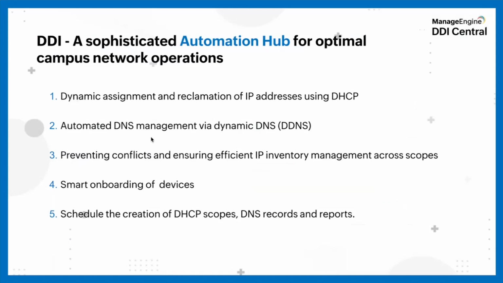With these three core services, DNS, DHCP, and IPAM, in sync with each other, DDI serves as a sophisticated automation hub, as it becomes easy to set up end-to-end automation involving these services. So here are some of the key processes that can be automated using a DDI solution. Using DHCP server, you can automatically assign IP addresses to hosts on the network. This enhances the efficiency of network resource management and ensures that the IP addresses are reclaimed and reused appropriately, reducing wastage and preventing address exhaustion.